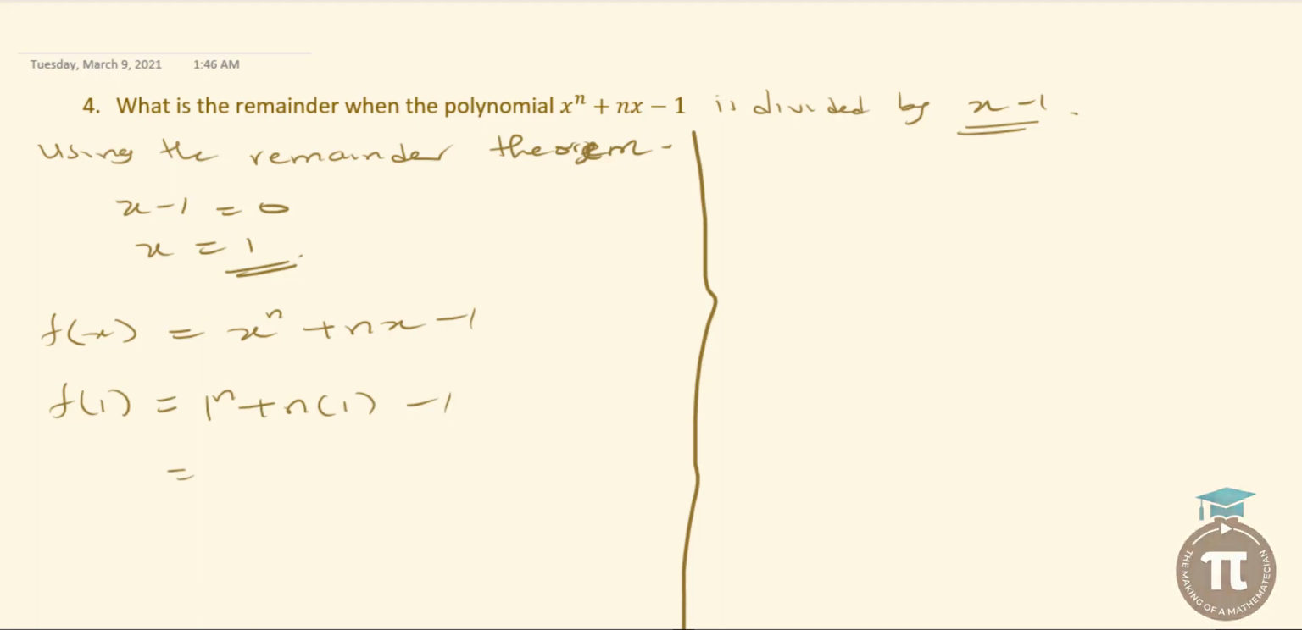1 raised to power anything is actually equal to 1. 1 raised to power n will always be equal to 1 plus n times (1^n − 1). 1 minus 1 will give me 0, so I will be left with n, and that is the remainder. The remainder to this question, or the answer to this question, is n.